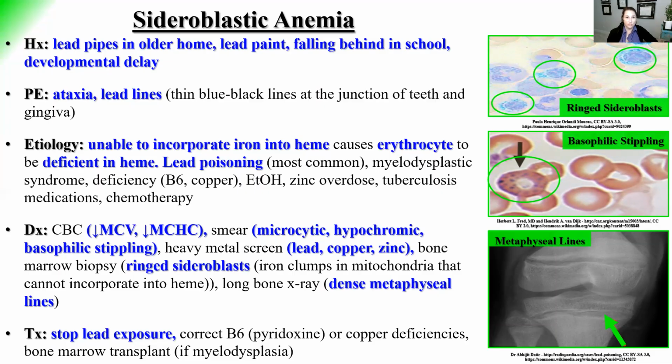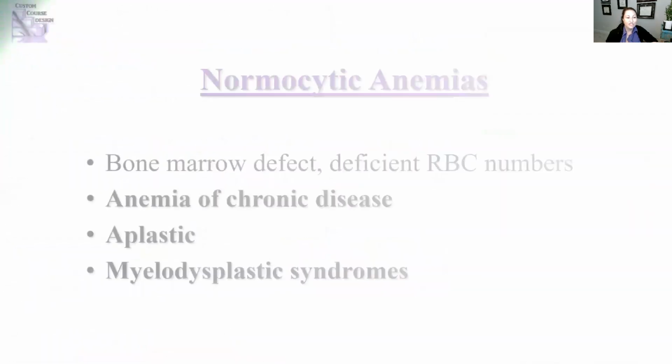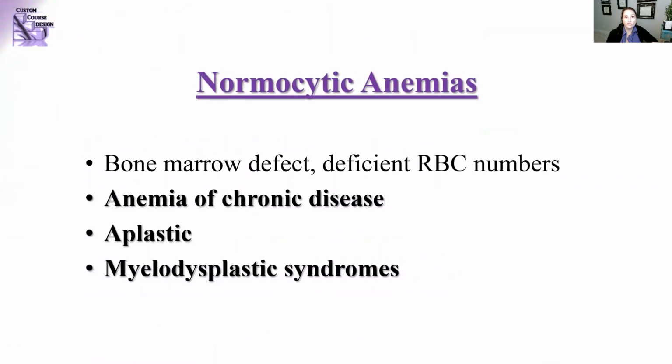The treatment for this is you want to identify the source of the lead exposure and stop that exposure. If they have a B6 deficiency or copper deficiency, you want to fix that. And if it's a myelodysplastic syndrome, you want to do a bone marrow transplant, but really focus on lead poisoning as being the causative reason for sideroblastic anemia. All right, so those are the three of our microcytic hypochromic anemias. Remember, the factory is working, but we just have a deficiency in the red blood cell building blocks.